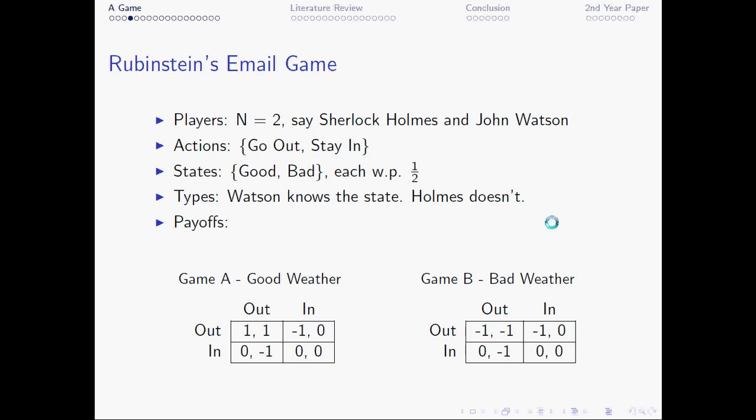So if we are in a good state, which is the table on the left, then the payoff is like, if we both go out, we have a good payoff. If we are in the bad state, if we both go out, we get the bad payoff. Or in any state, if there is only one person going out, then that person gets a bad payoff.